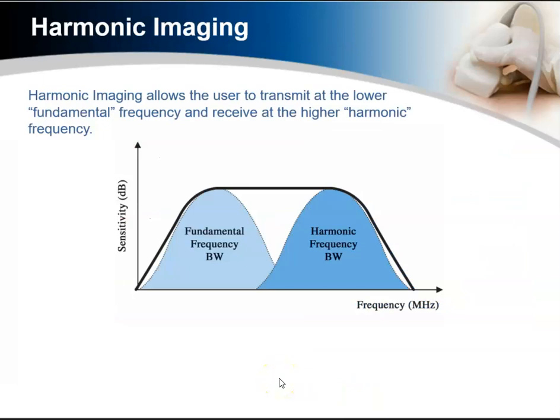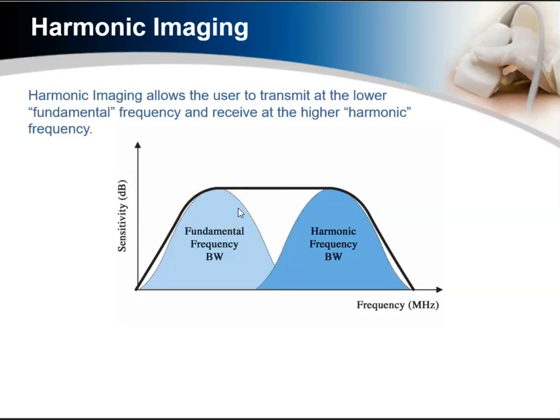Harmonic imaging: generally there's a button on your machine that you push that turns harmonic imaging on or off. What harmonic imaging does is this allows you, if you can imagine the bandwidth of a normal probe being here in this left-hand side, this is our normal bandwidth for our probe at, say, a 4 megahertz probe. This would be the 4 megahertz here. And then we'd have our typical shoulders here at -3 decibels.